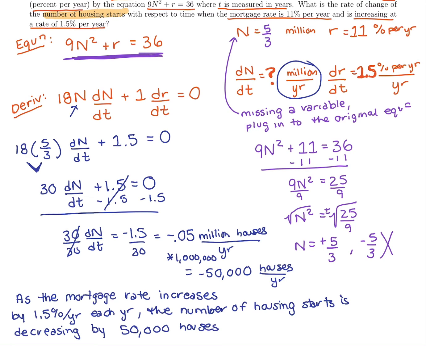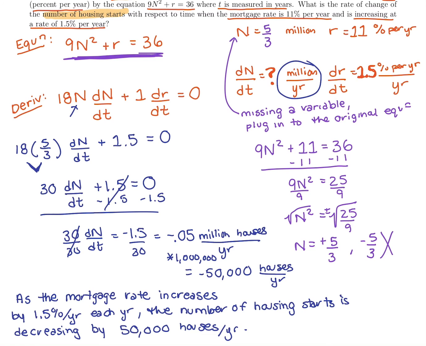houses per year. So they have to decide, is it really worth it to be raising mortgage rates if they're going to sell 50,000 fewer houses that year when they do that? As mortgage rates go up, the houses go down. That makes sense to me.